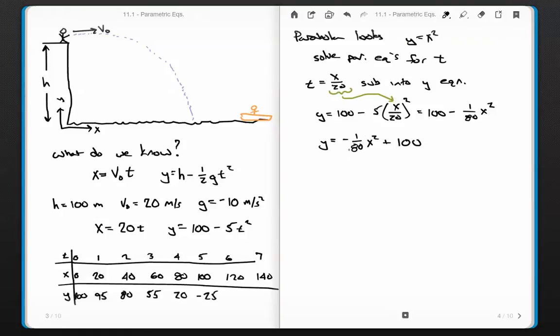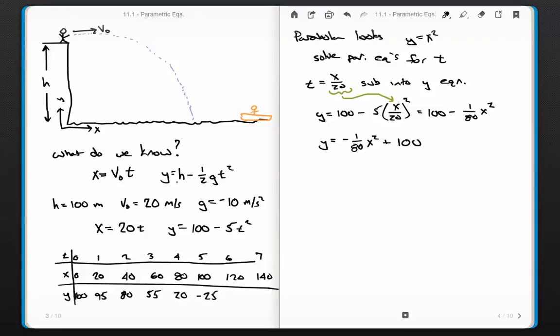So sure enough, this is an upside down parabola, right? Kind of flat, with its vertex up at 100. So this is, in fact, a parabola. And we got that by eliminating t from this pair of parametric equations.